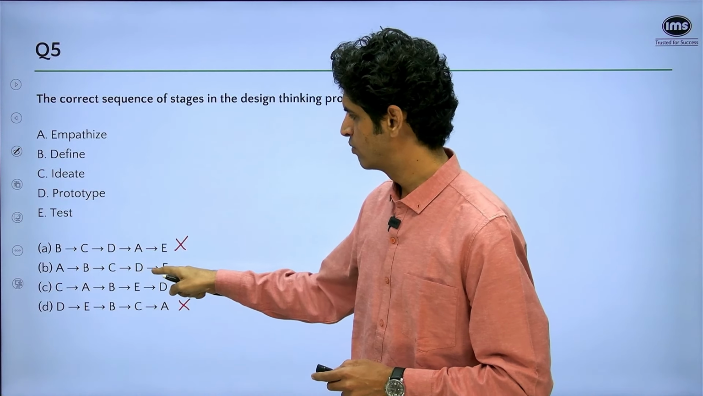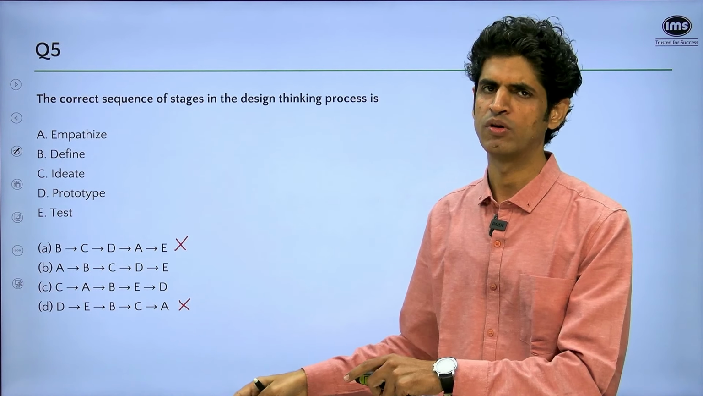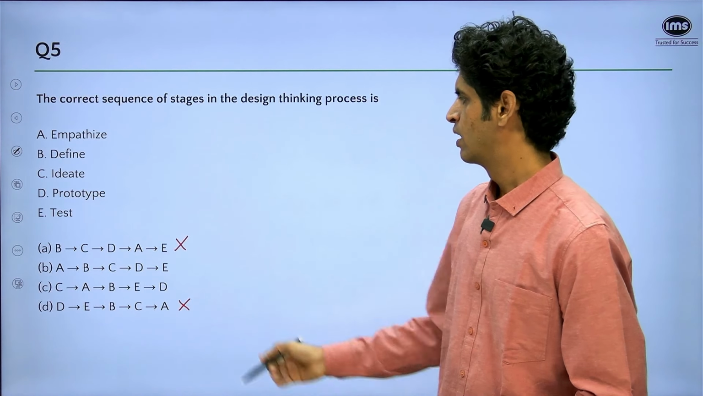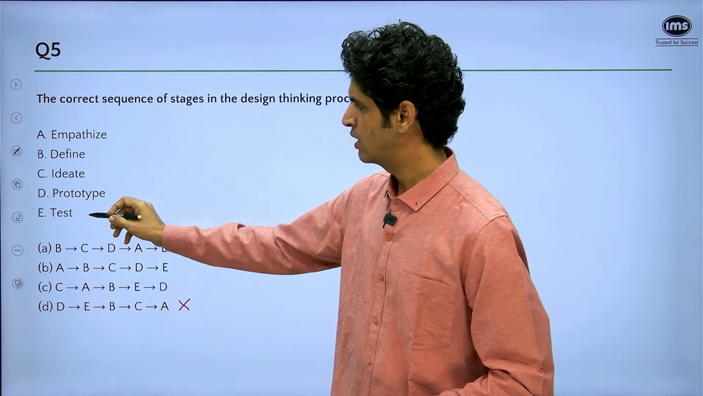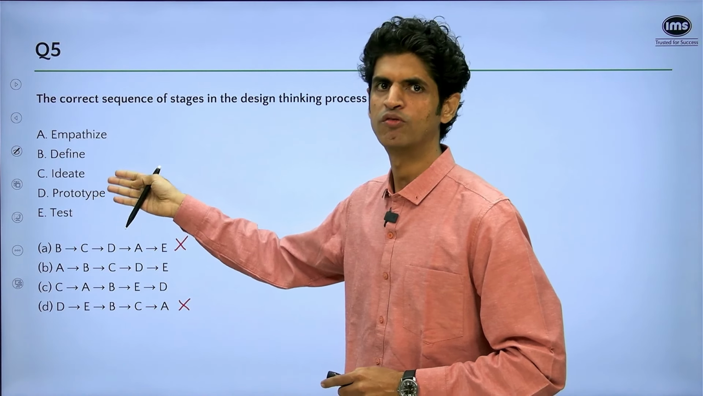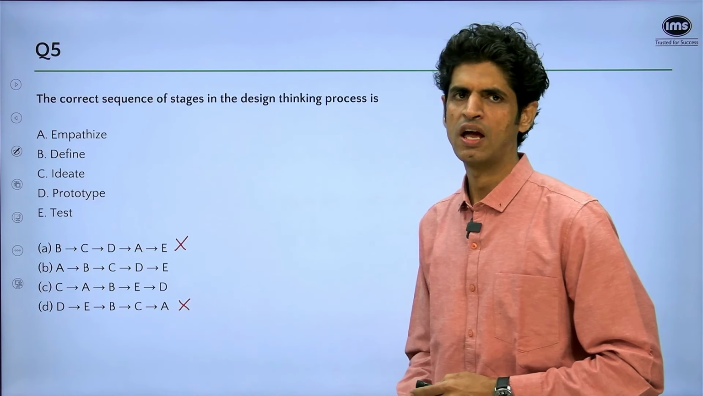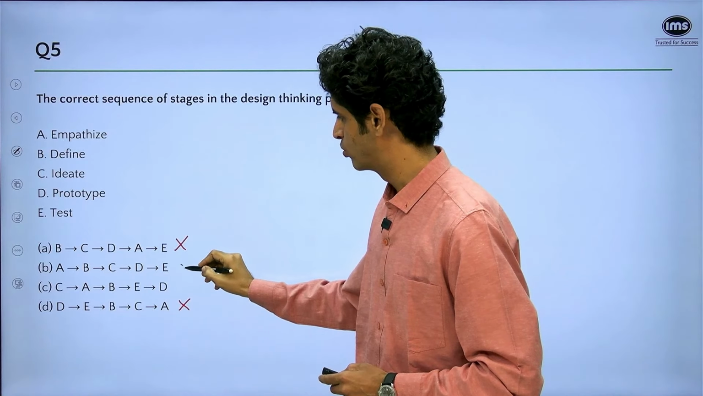Have a look, D followed by E or E followed by D. I have found this by chance. You may find something else and that's okay. D and E, prototype and test. You will obviously need a product before you will test it. So the prototype will appear before the test happens. This is the way to go.